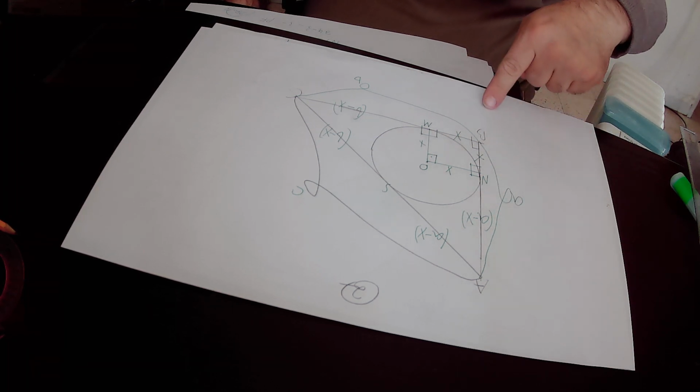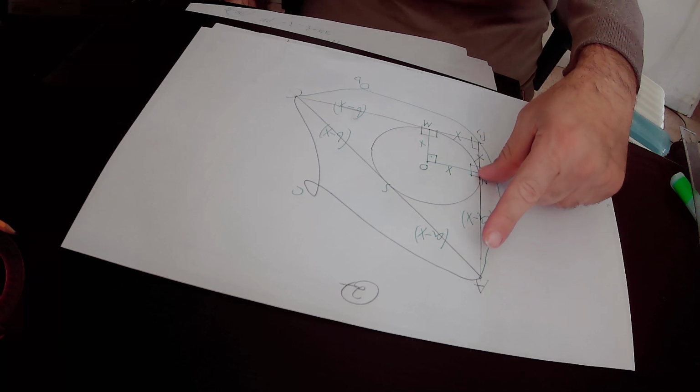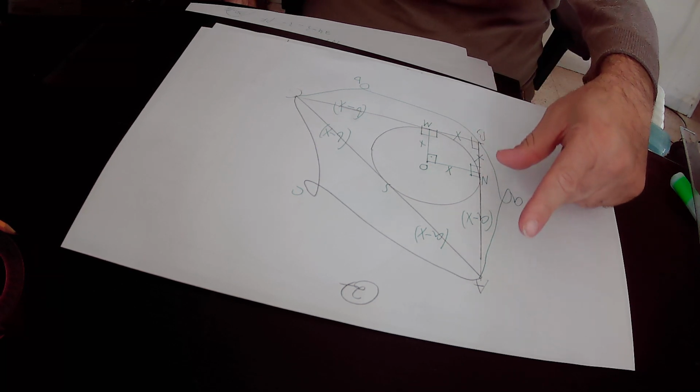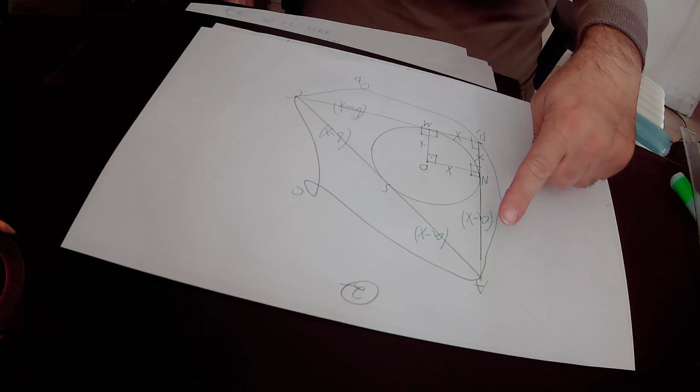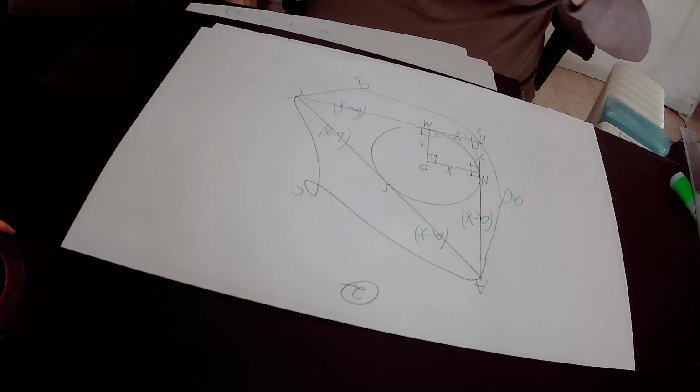So AB minus NB is AN. Again, AB minus NB is AN. AB is A and NB is X. So in total AN must be equal to A minus X.